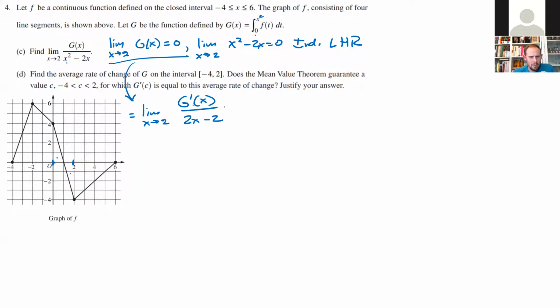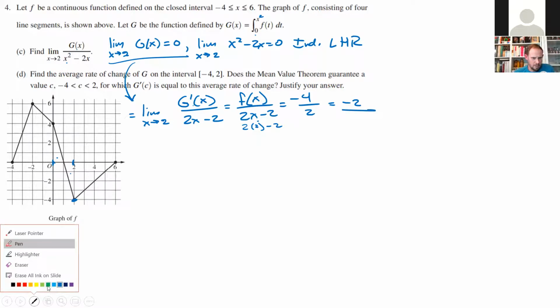All right, so g prime is, remember, just f of x. We've already said that other places. So now what's f of 2? F of 2 is -4, right? From both sides, the limit there is -4. Here, if we plug in 2, we've got 2 times 2, which is 4, minus 2, we get 2. So we get -2. There's our answer. Not so bad. I thought it might be worse than that. Thought we might have to do it twice.